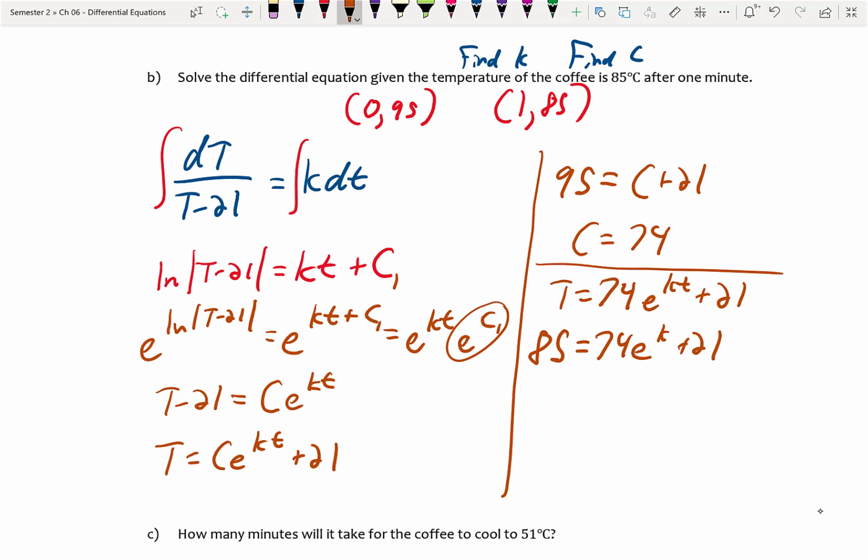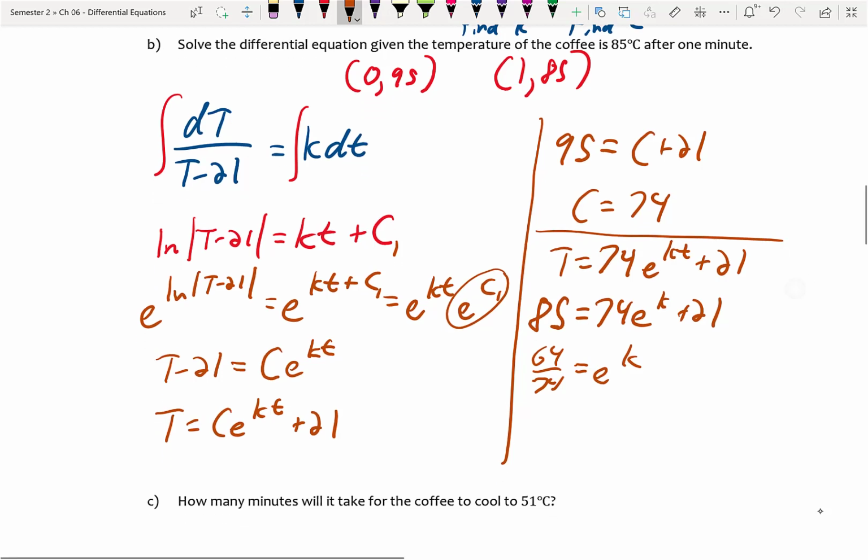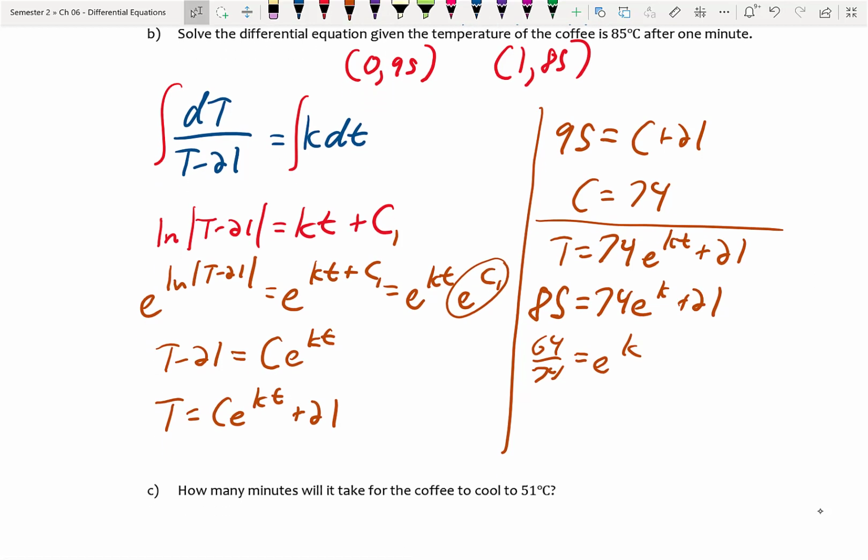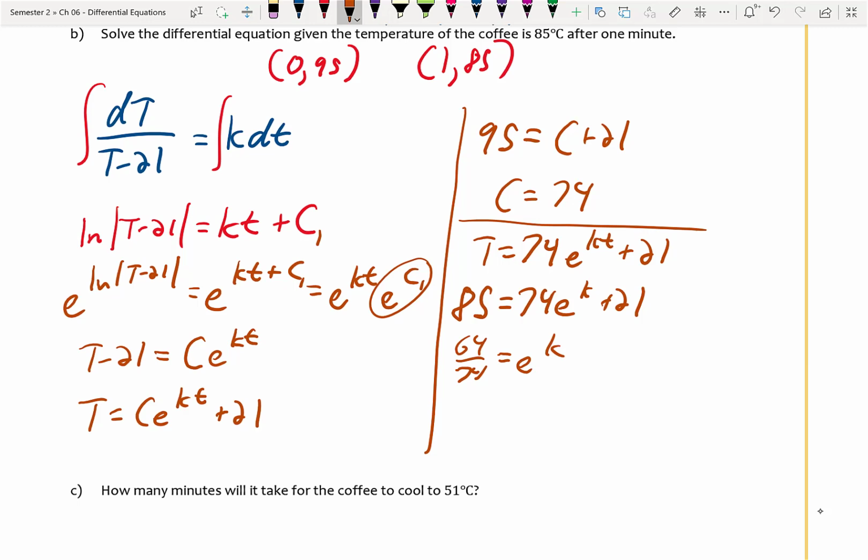Subtract and divide, and you get 64 over 74 equals e to the k. This means that if I take the natural log of both sides, I get the natural log of, this would be 32 over 37, equals k.